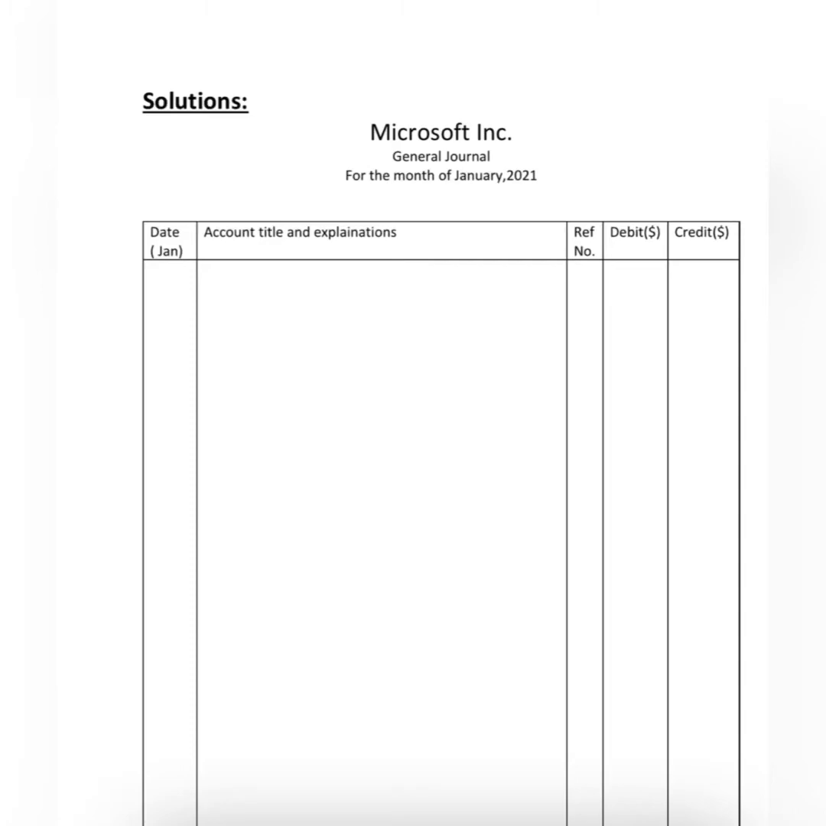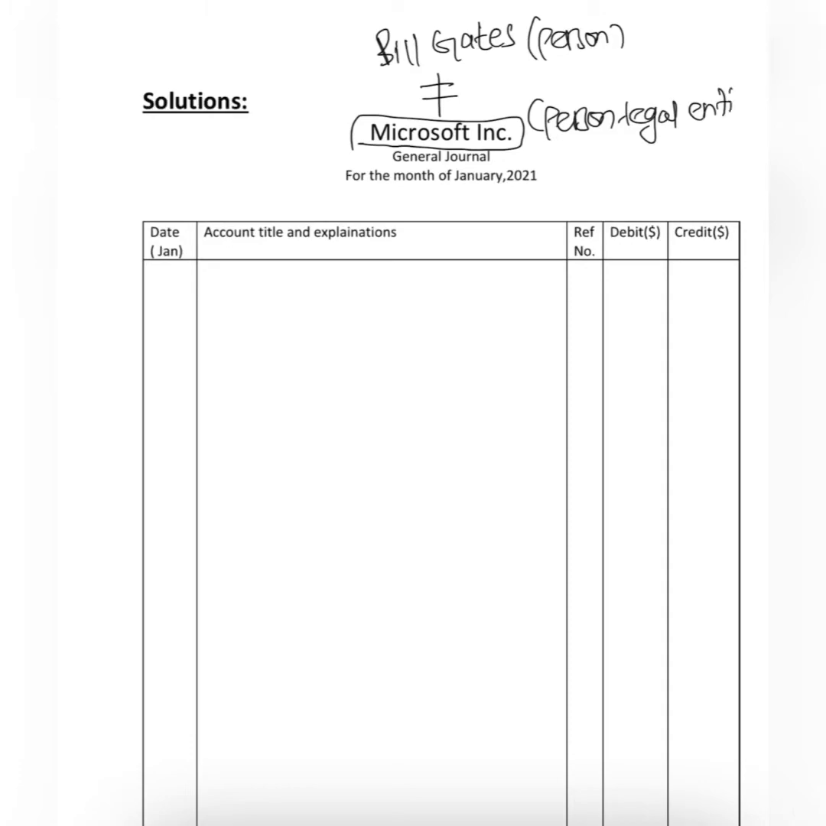Okay, so let's start. Before starting, you must understand that Bill Gates and Microsoft are different. They are different persons, a person or a legal entity. Keep that in mind. So for Microsoft, Bill Gates invested 10,000. Cash comes in, so cash account is debited, to capital, worth 10,000.